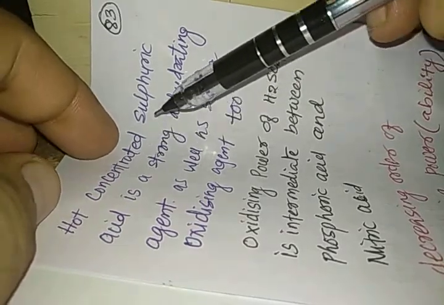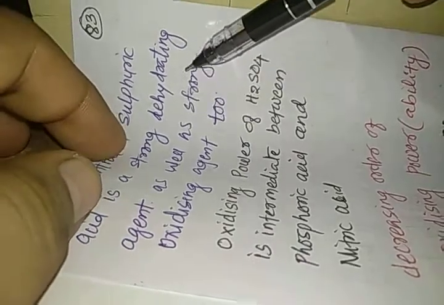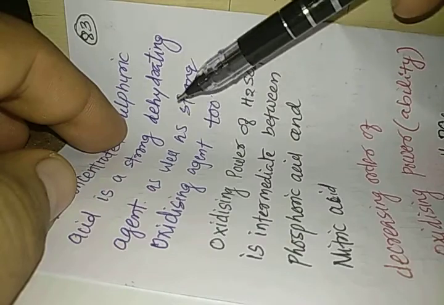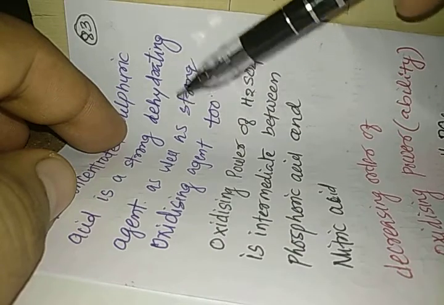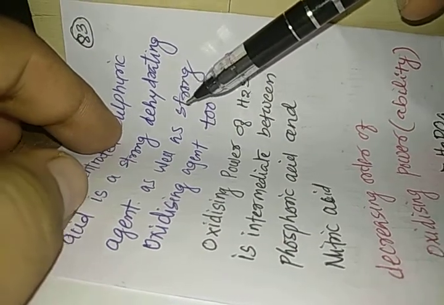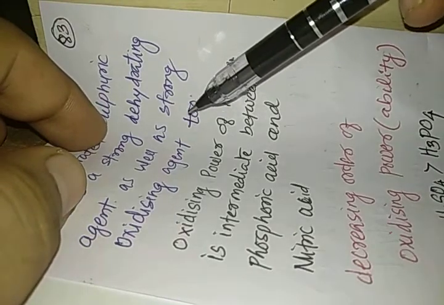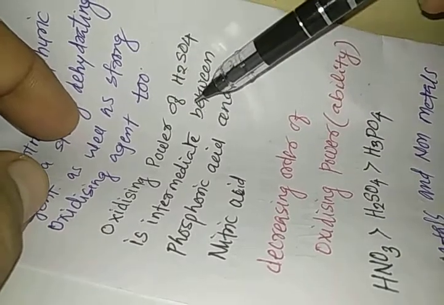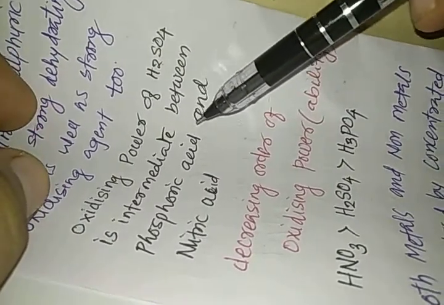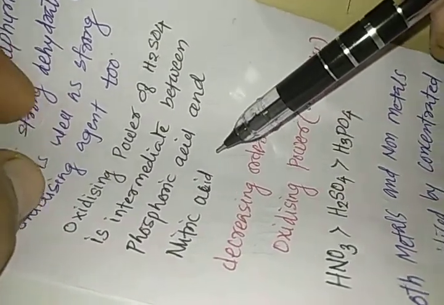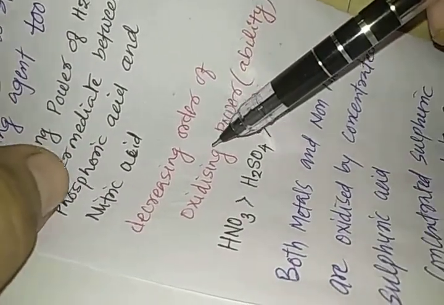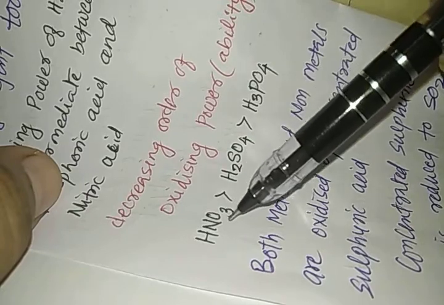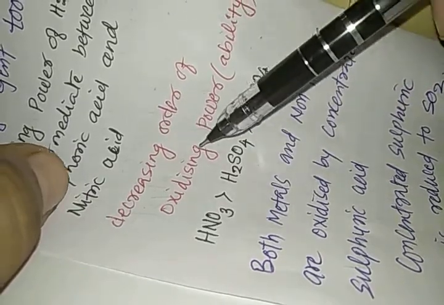Hot concentrated sulfuric acid is a strong dehydrating agent. A dehydrating agent is a chemical substance that removes water molecules from other substances. It is a strong oxidizing agent too. The oxidizing power of H2SO4 is intermediate between phosphoric acid and nitric acid. Please remember that the oxidizing power of sulfuric acid is intermediate between nitric acid and phosphoric acid.